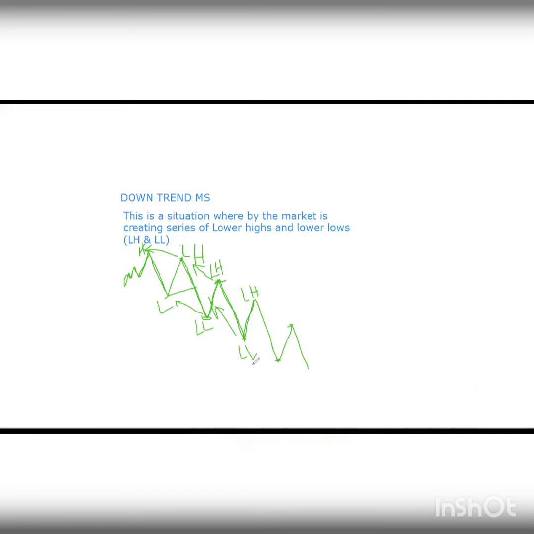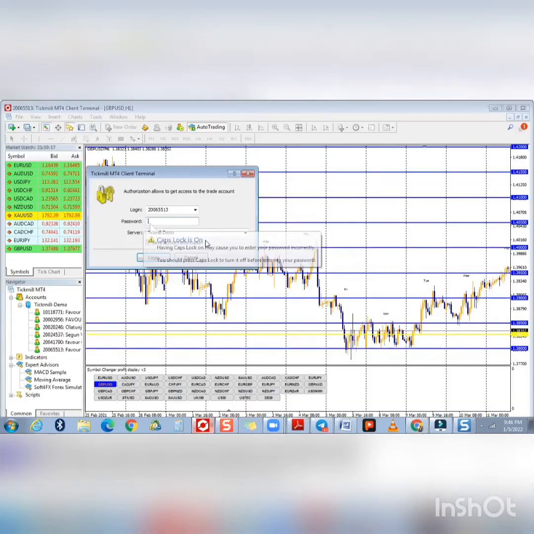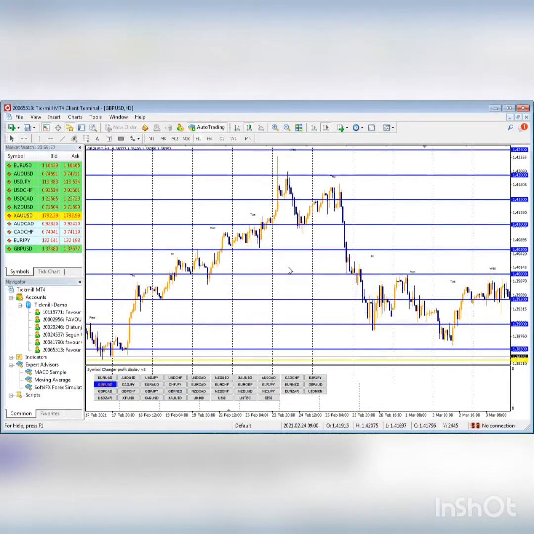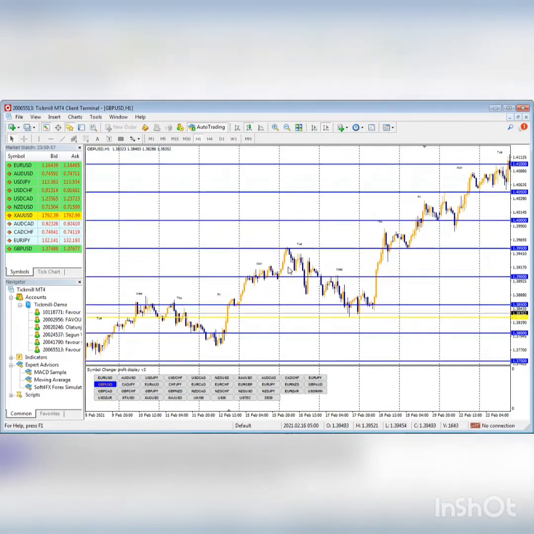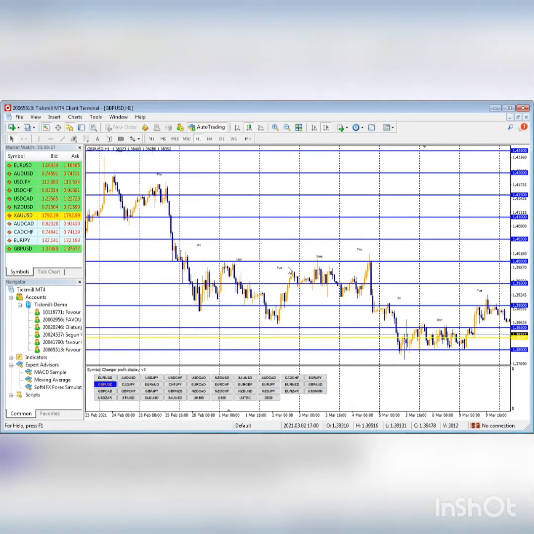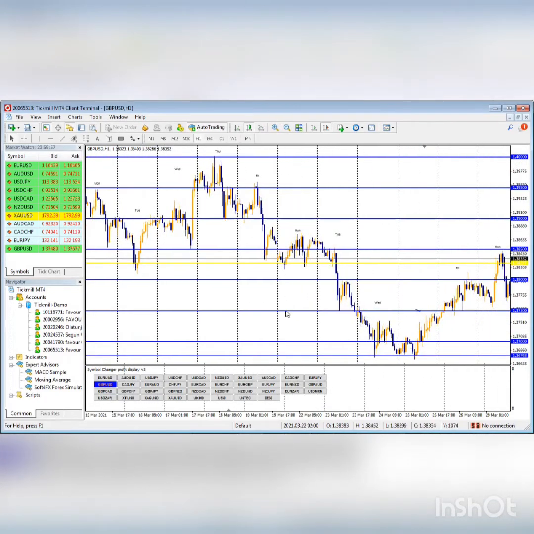So guys, with this now, I would want us to go to the chart. I'll just give us a little example. I want to make this video very fast. Let's take this scenario, for example. I'm using a chart that I've backtested.